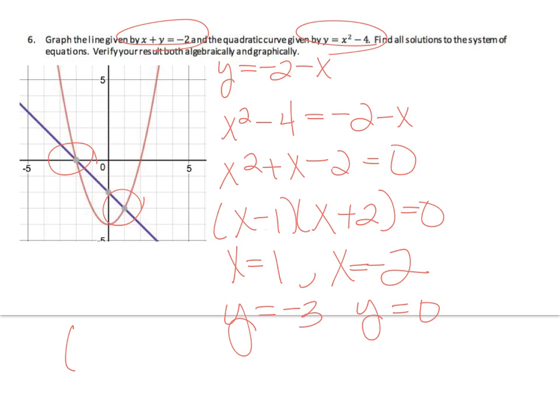So there we go. Check out the solution. I got 1, negative 3, which is right there. Oh, sorry. Is right there, over 1, down 3. And then I got negative 2, 0.